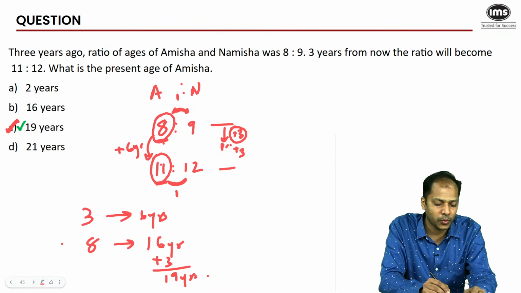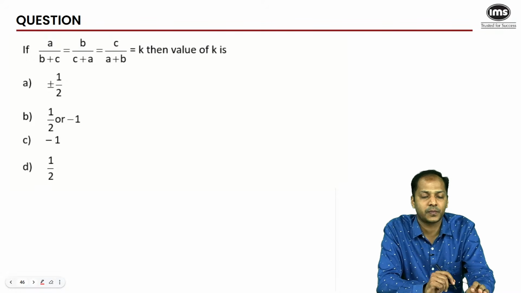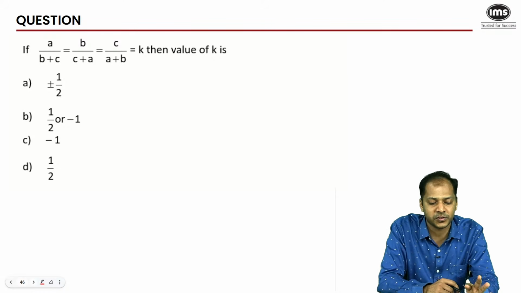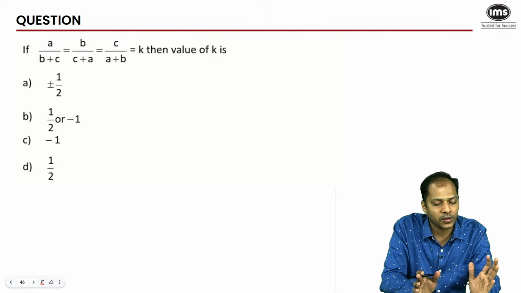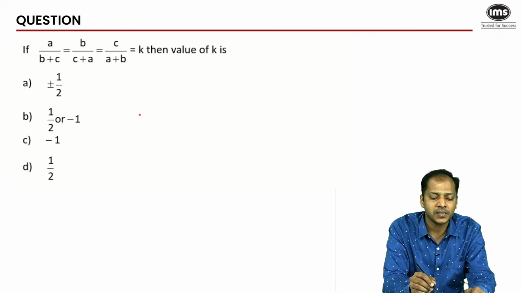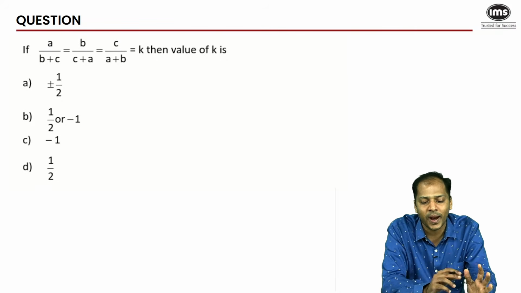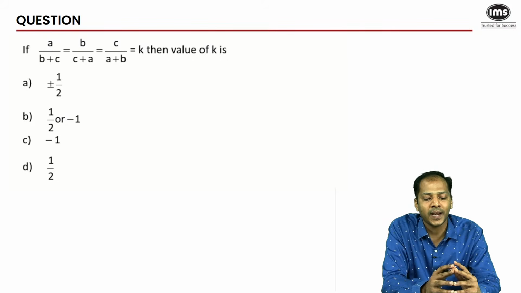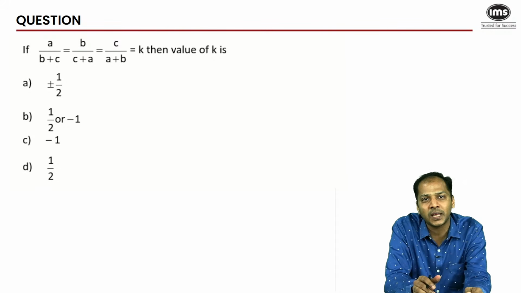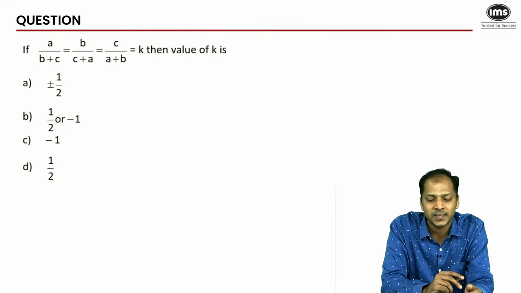All right, a few more questions, just a few more. A common mistake that students make in this question. One very simple concept we can use here is that when different ratios or fractions are equal, the sum of numerators upon the sum of denominators is also the same.